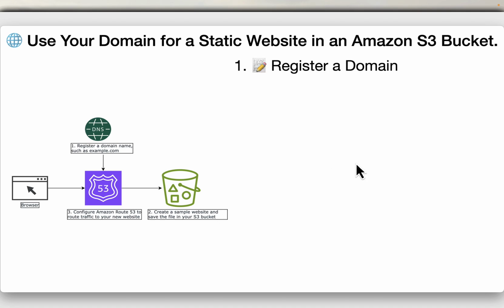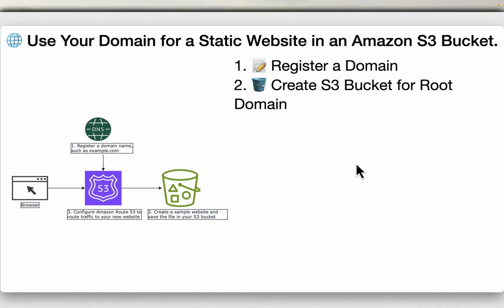So first is register a domain, secure a domain name to establish your website's address on the internet. Second, create an S3 bucket for the root domain. Set up an Amazon S3 bucket which will store your website files, using your domain name as the bucket name. So the name has to match. Third, configure the bucket for hosting. Enable the S3 bucket to host your static website, setting up properties like index document and error document.